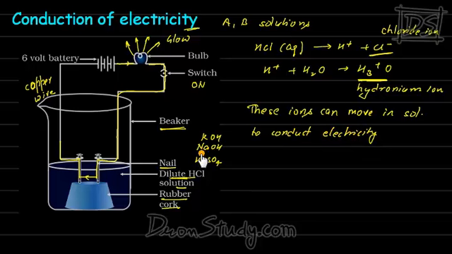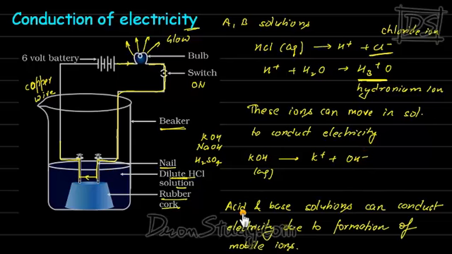Similarly, students, if we have other acids, the same thing happens with them. If we have a base, suppose KOH, when we have its aqueous solution, what happens? Potassium ions and hydroxide ions are made, and these ions once again will be able to move in the solution and will conduct electricity, students. You understand it?